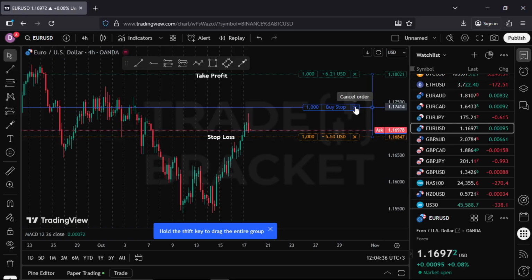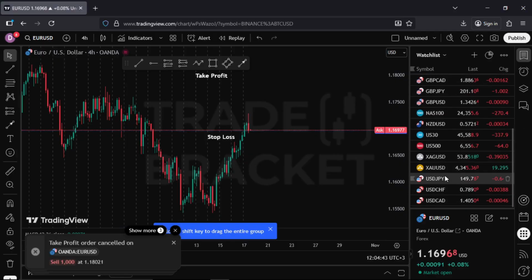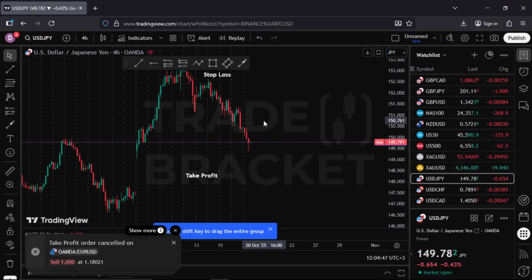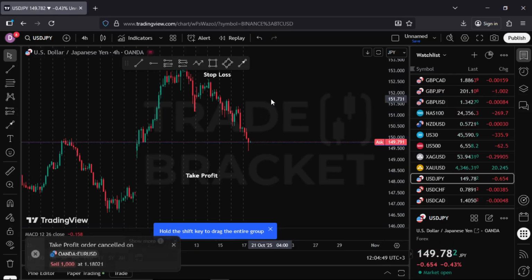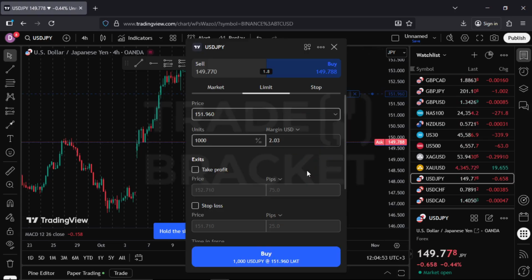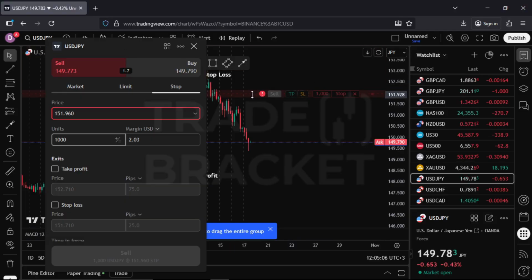Let me cancel this and remove this off the chart. So for the sell stop, I'll go to the USD JPY pair, because it's selling, it will be the best example for me to demonstrate this. Again, right click and pull up my order ticket, then go to the stop order right here, select the stop order, then go to sell, because I want to sell. As you can see, it's being put up here.